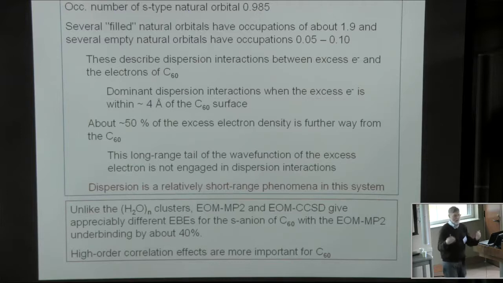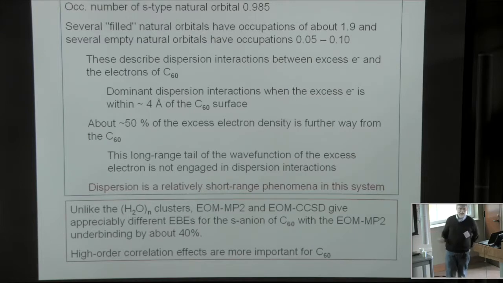Okay, so you look at the natural orbitals, the occupation numbers of the natural orbitals, the so-called singly occupied orbital about 0.98. There are several empty orbitals that have very low 0.05, 0.1 occupation. There are several filled orbitals that have, instead of 2, 1.99. Those fractional occupations, to some extent, are describing the dispersion. So the correlation effect here is excitation of the diffuse electron plus excitation of one or more of the valence electrons of the C60.